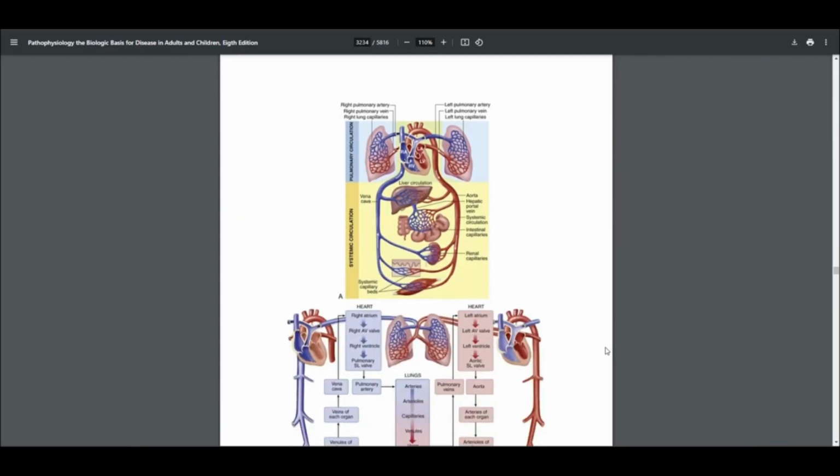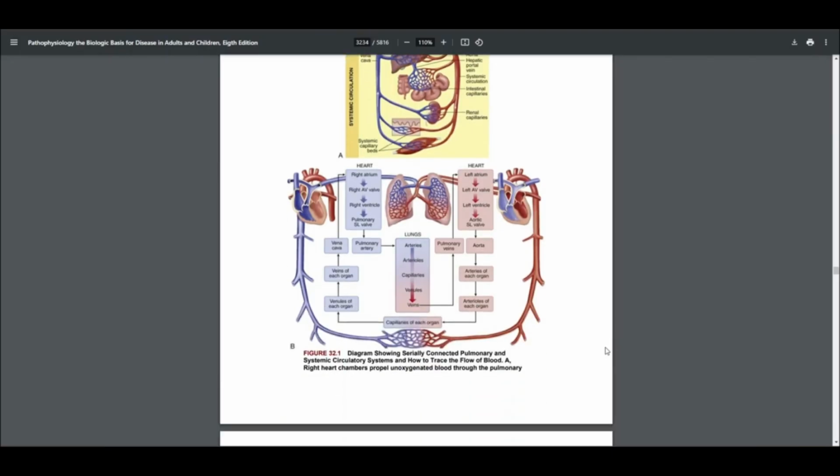So we can take a look at the right pulmonary artery, the right pulmonary vein, the right lung capillaries, and then we have the left pulmonary artery, the left pulmonary vein, and the left lung capillaries. We also see some of the liver circulation, the vena cava, the systemic capillary beds, and then we see the aorta, the hepatic portal vein, systemic circulation, intestinal capillaries, and renal capillaries. So some of the basic anatomy and physiology.